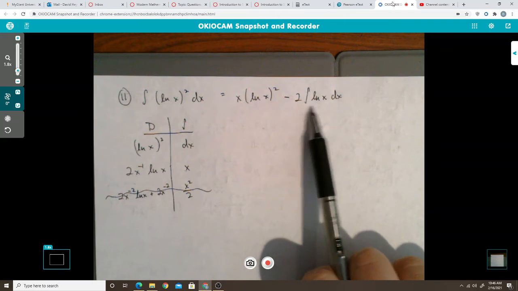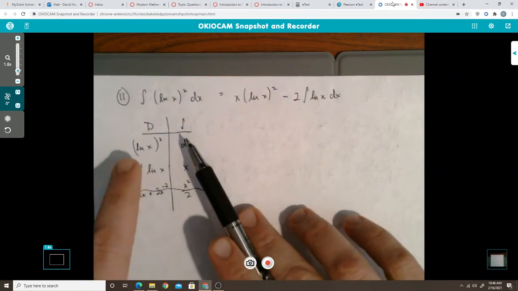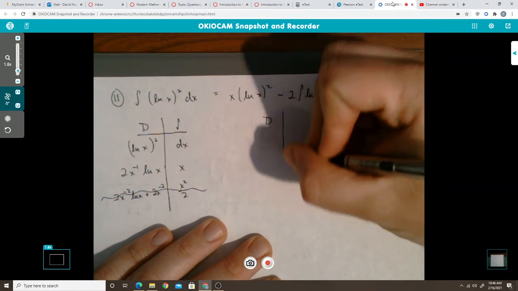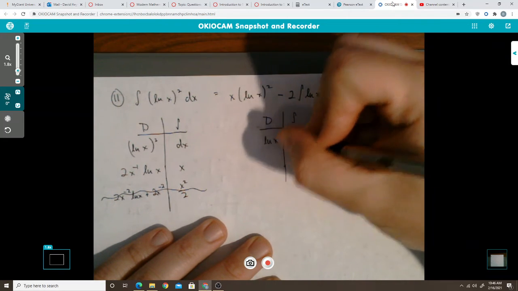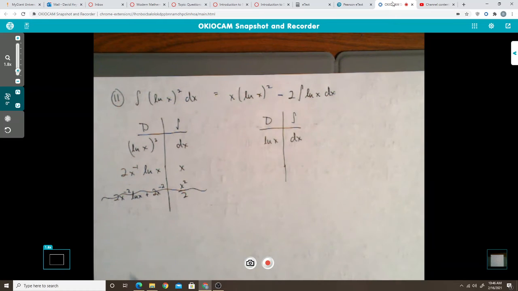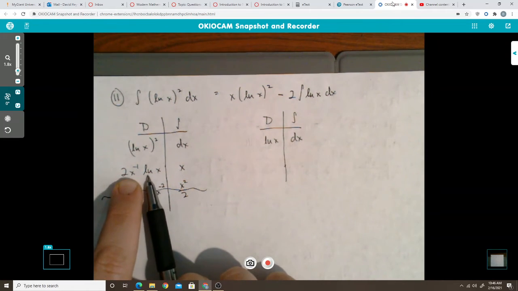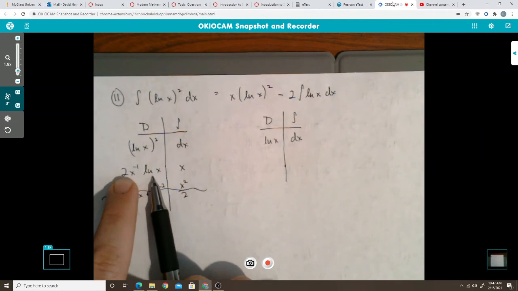On the other hand, we still haven't finished the problem, and we don't know how to integrate ln of x without using integration by parts. But what I'm going to do is start with a fresh slate. I'm going to do this again with just ln of x over here, and then dx on the other side. See, the problem is that because I had ln of x times 2x to the negative 1, I was going to have to use the product rule, which means the ln of x was never going to go away.